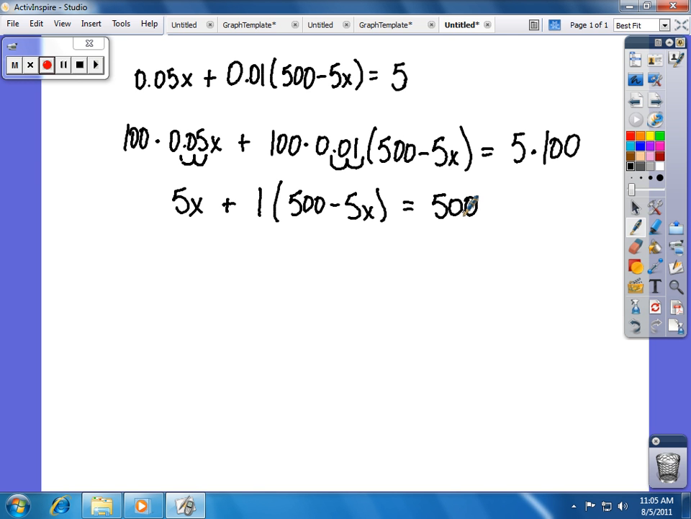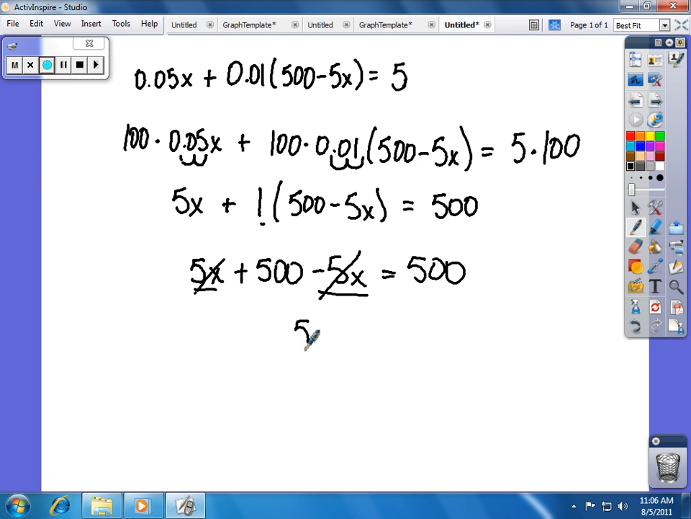Okay? Now we can get rid of this parentheses because the stuff inside the parentheses can't be combined together, since it's not a like term. And on the outside we're multiplying by 1, therefore the stuff on the inside of the parentheses is not going to fundamentally change. So we've got 5x plus 500 minus 5x equals 500. Now if we combine our like terms, this 5x and the negative 5x cancel each other out and become 0. So now we're left with 500 equals 500.